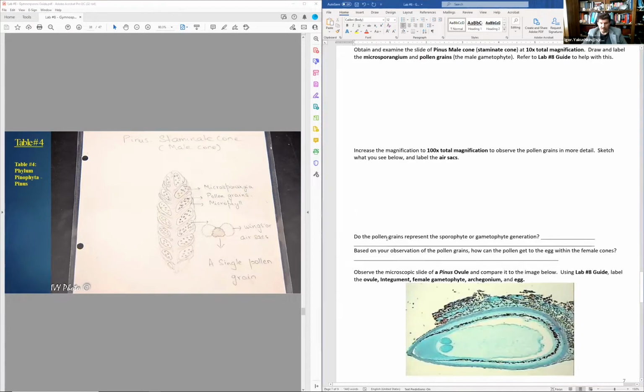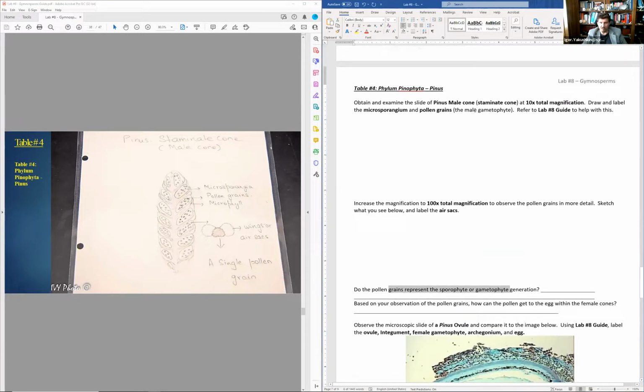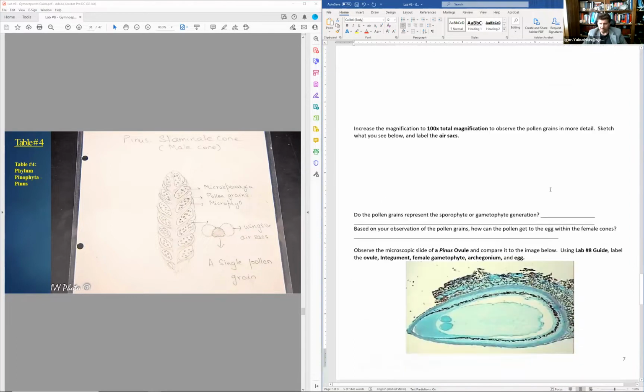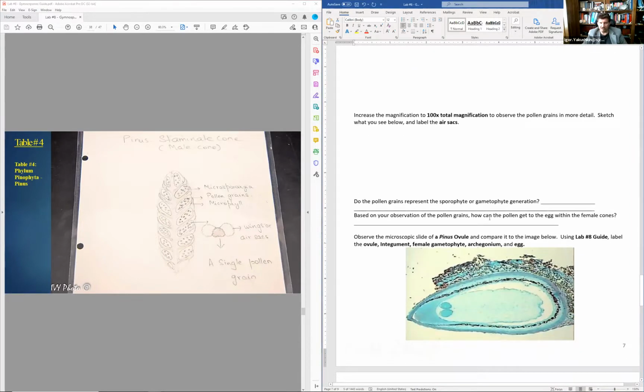Do pollen grains represent a sporophyte or gametophyte generation? Look right here, pollen grains, the male gametophyte. So it's a gametophyte generation. Based on your observation of pollen grains, how can the pollen get to the egg within the female cones? Glide through the air. Sometimes it takes a very, very long time because it's very light. It can glide through the air for great distances.